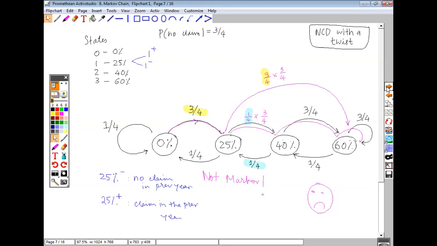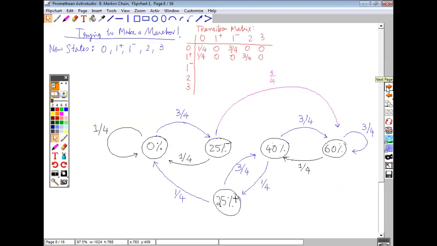So what we did was we realized that the sleek solution would be to split this particular state, which is creating the problem, into two parts. So we said the 25% minus represents the state wherein there was no claim in the previous state, and 25% plus means that there was a claim in the previous state. So if I am at 25% plus, I know that I have come from 40%. There is no way I can come to 25% plus from 10%.